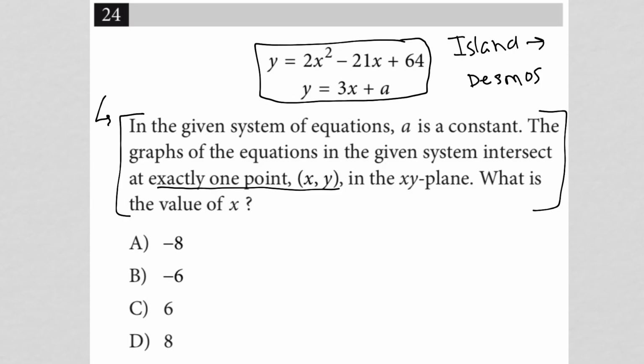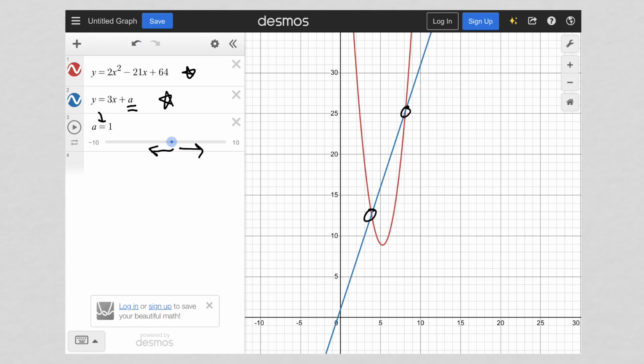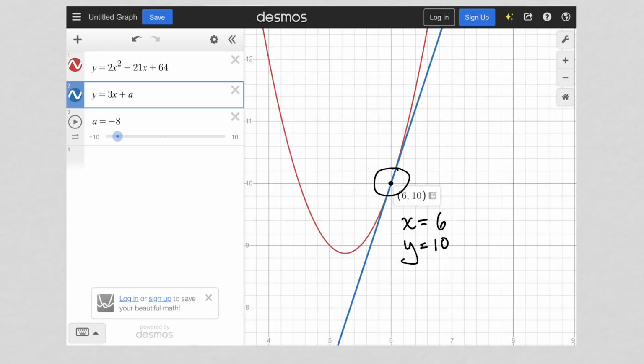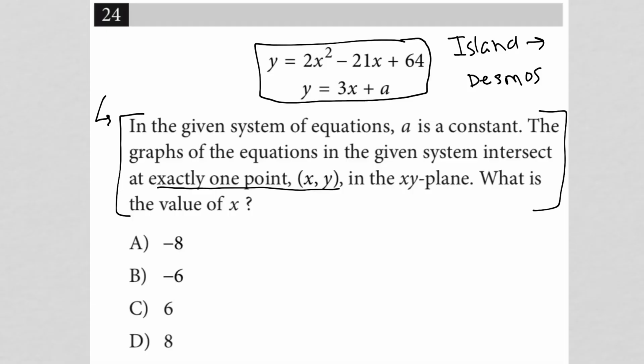Let's go back to the question. The question here just asks, what is the value of X? Well, we found it, right? After moving that slider and getting the graph to look the way the question describes, we see that Y is equal to 10 and X is equal to 6. The question wants us to find the value of X, which we just saw is equal to 6, and therefore choice C is the correct answer.